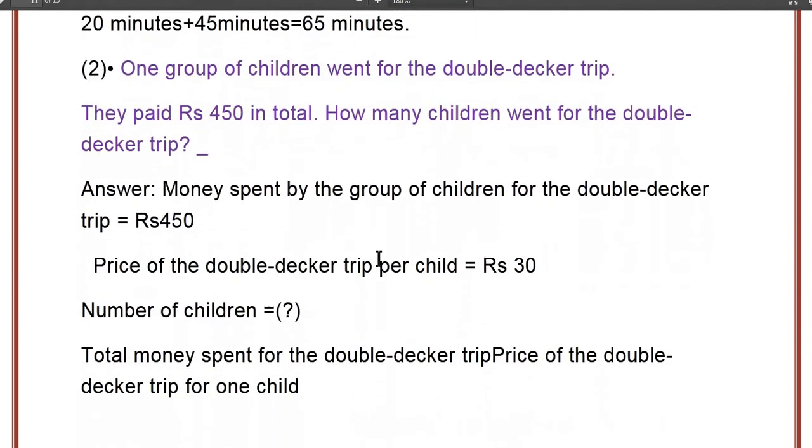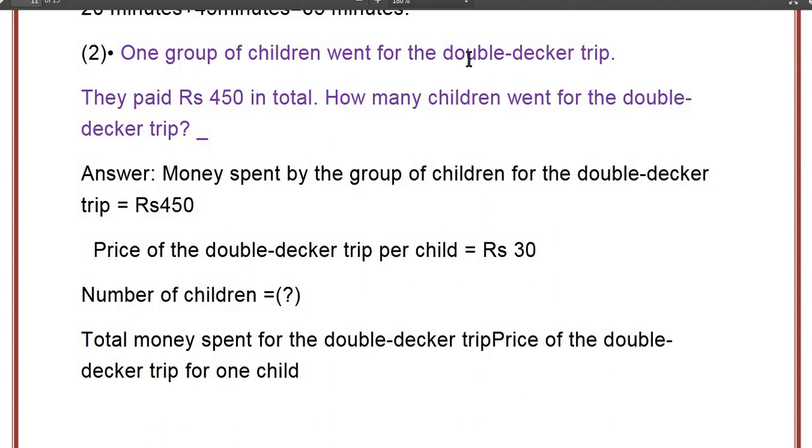Now question number 2. One group of children went for the double-decker trip. They paid rupees 450 in total. How many children went for the double-decker trip? Here, money spent by the group of children for the double-decker trip is equal to rupees 450. Price of the double-decker trip per child is equal to rupees 30. Number of children is equal to how much?